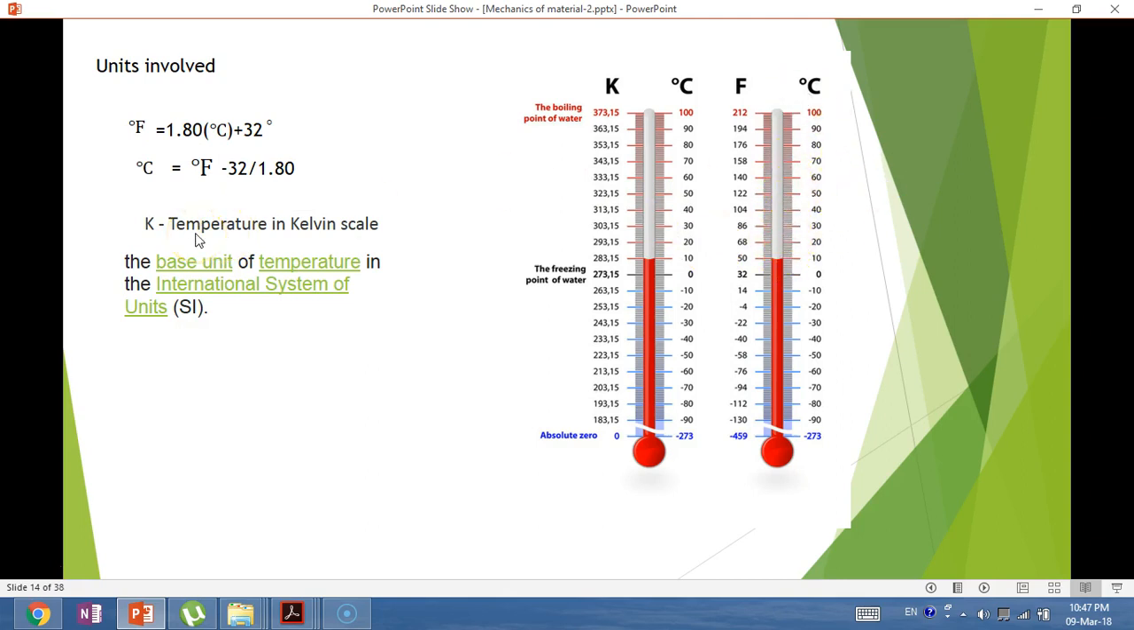There is another unit which is called temperature in Kelvin. If we compare degree centigrade and Kelvin, we'll find that 0 corresponds to 273.15, which is the freezing point of water. This is the 0 and this is the corresponding Kelvin. This is the boiling point of water: 100 degree centigrade is equal to 373.15. So every 100 here corresponds to a difference of 100 Kelvin. So this is the base unit of temperature in the International System of Units, SI.